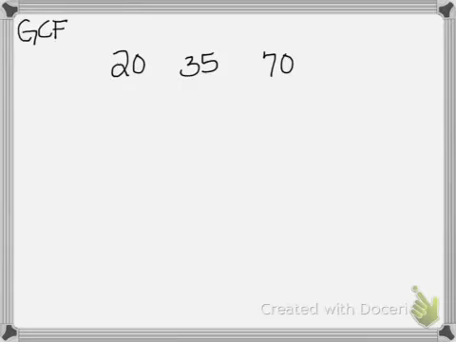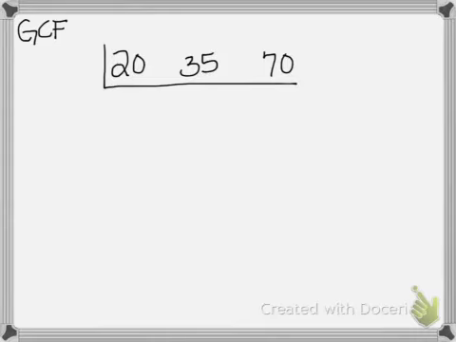Let's look at another example. Let's do the GCF of 20, 35, and 70. Okay? So we're going to do GCF. Once again, we're going to draw our L, and we're going to figure out a number that can divide 20, 35, and 70, and we want it to be a prime factor.